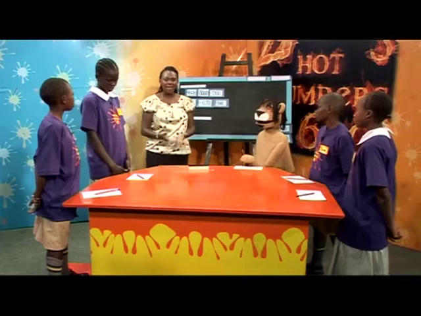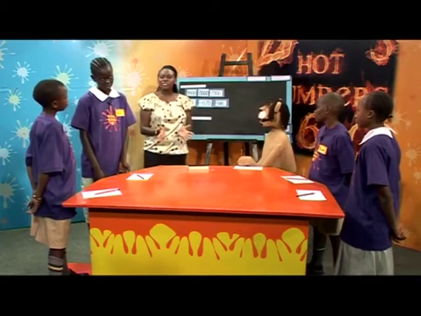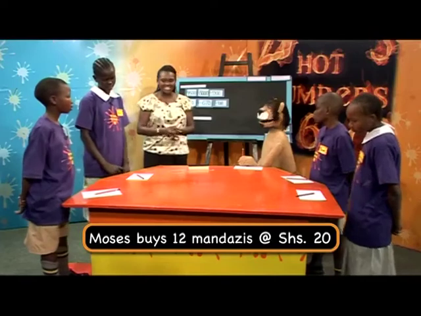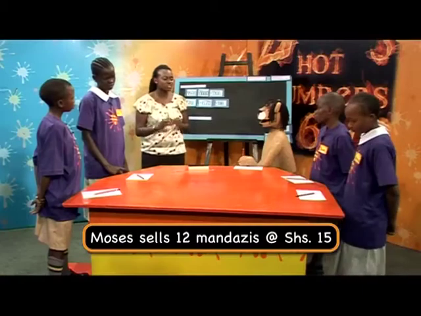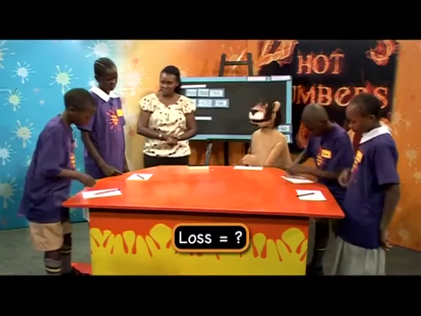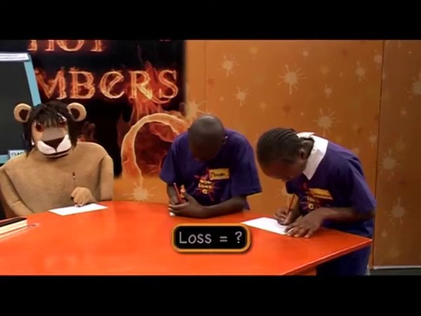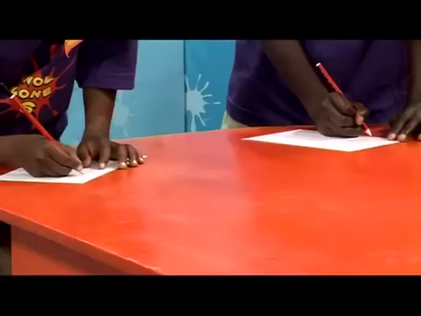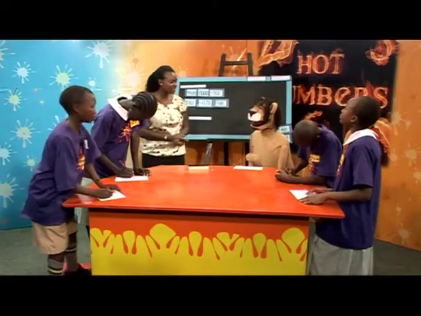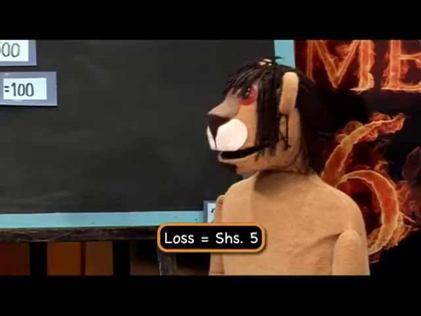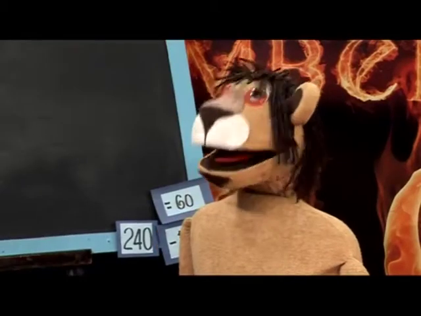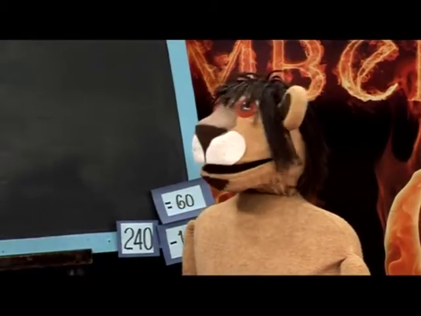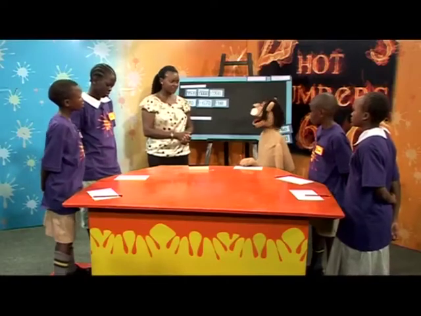Now let's try one more example. If Moses buys 12 mandazis at 20 shillings each and sells them at 15 shillings each, how much is his total loss? Let's work out the sum. Who can give us an answer? 5 shillings. Please can you explain your answer? The difference between the buying and selling price is 5 shillings, and it's a negative, so it's a loss.